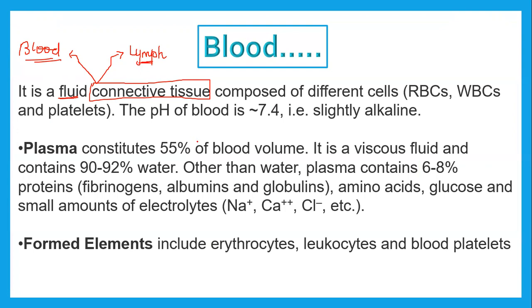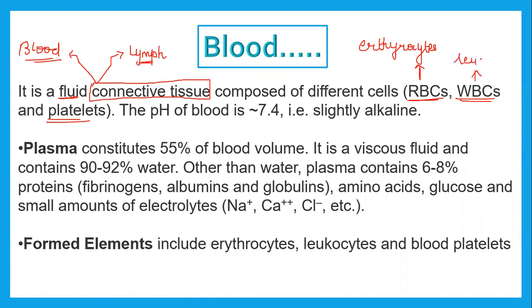So, the blood is a fluid connective tissue which is composed of different cells, that is RBCs, WBCs, and platelets. What is the scientific term for RBC? The scientific term for RBCs is erythrocytes.